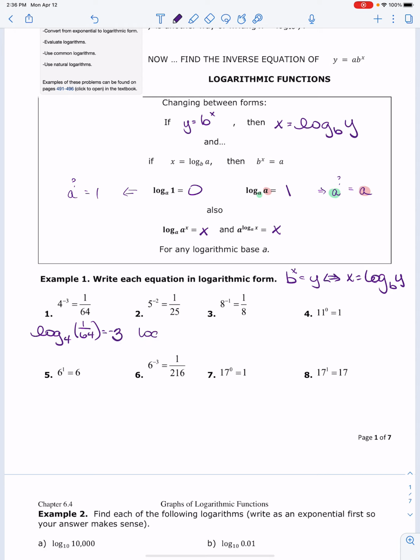In 2, I've got log base 5 of 1 over 25 equals negative 2. Not actually doing any math here. We are just rewriting these as logarithmic equations from our exponential ones. In 4, I've got log base 11 of 1 equals 0. That matches what we said up above: log base anything of 1 equals 0. In 5, I've got log base 6 of 6 equals 1, not negative.